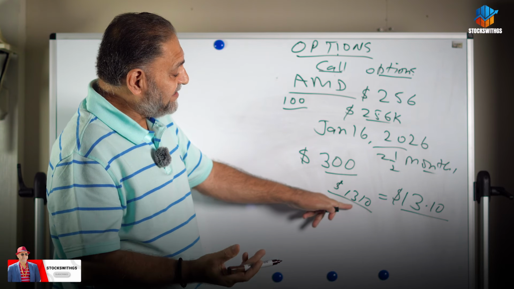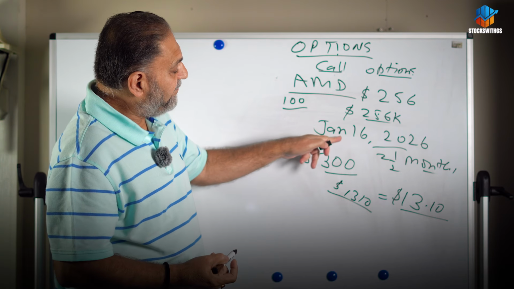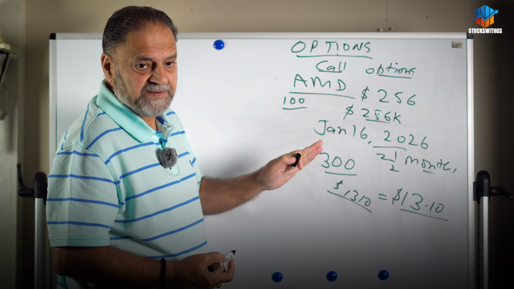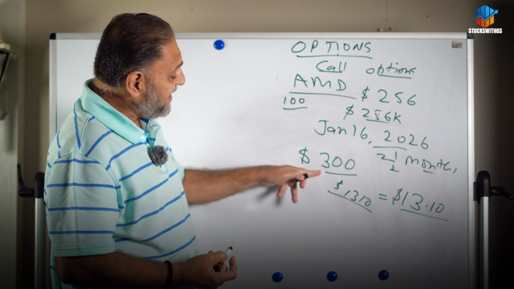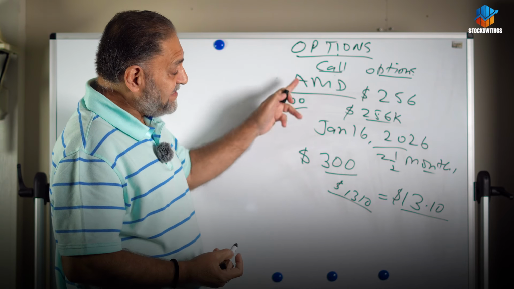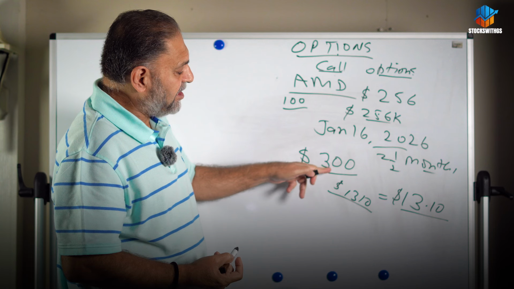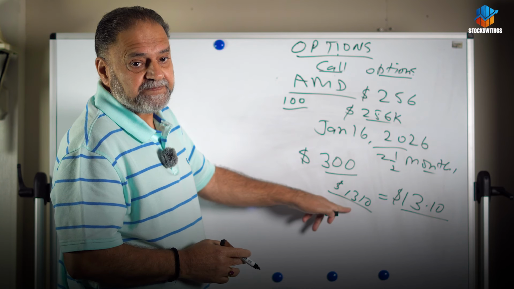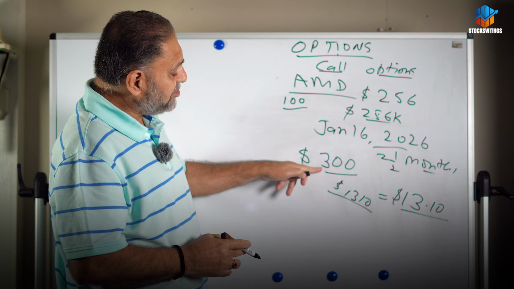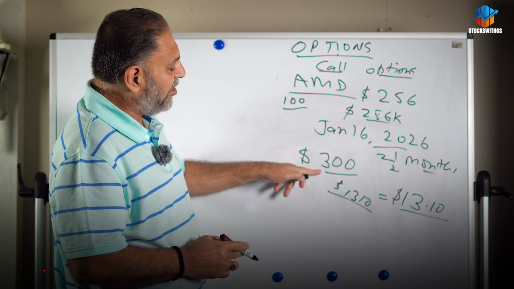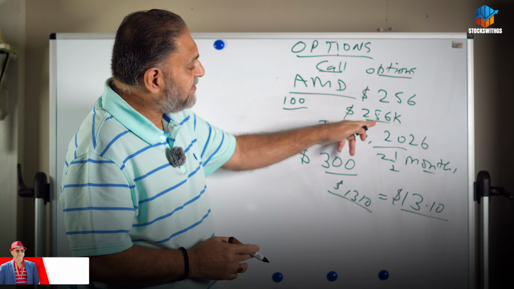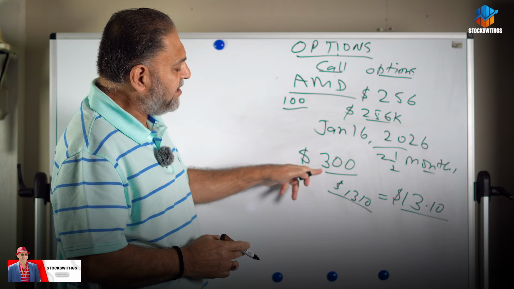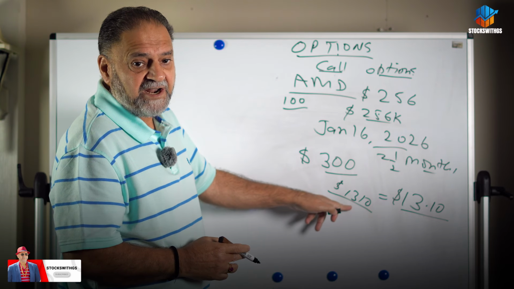But you have a contract that if the price goes to $300 before January 16, 2026, then you will have to sell this stock. He has a right to buy this stock for $300 from you, and you keep $1,310. So you sell the stock for $300. So you get $30,000. Your investment was $25,000. You make $30,000 plus you make $1,310.